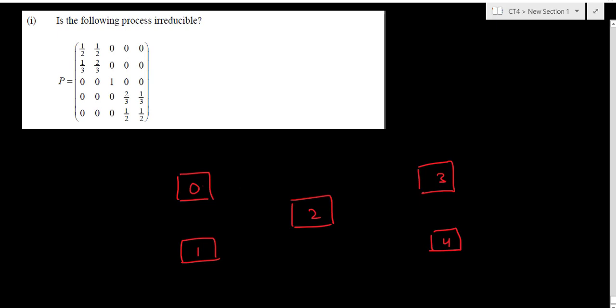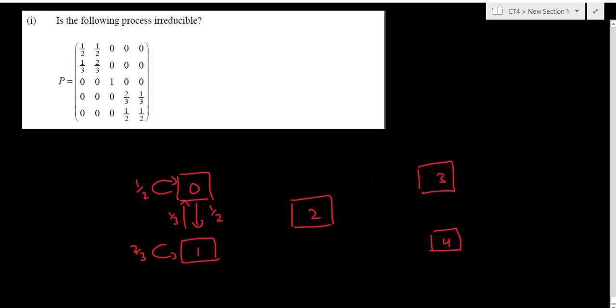Now let's see how the transitions are going. So for 0, I can go from 0 to 0 itself with a probability of half, and from 0 to 1 with a probability of half. Now for 1, I can go from 1 to 0 with a probability of 1 by 3, and I can go from 1 to 1 itself with a probability of 2 by 3. Now these are the states, I see them, this is my transition diagram.